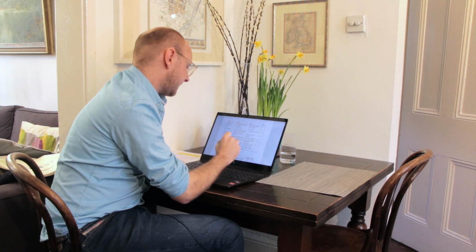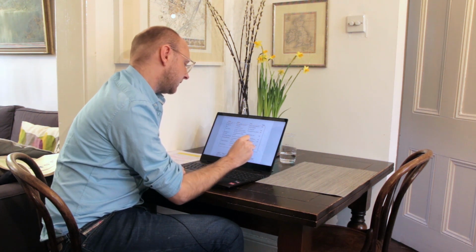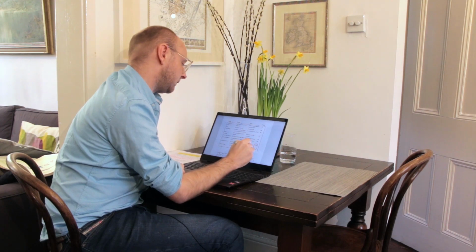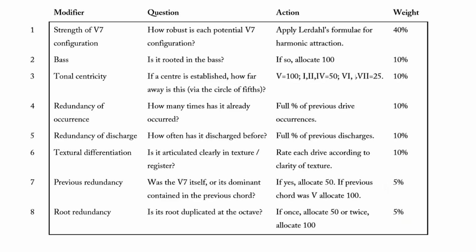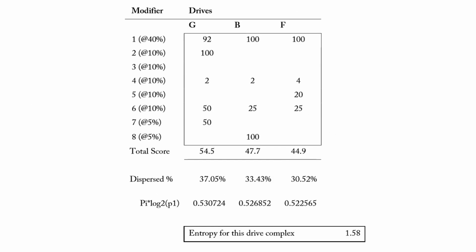The last question I'm asking, which I think is slightly less significant than some of the others, in fact the last two I've given 5% in my overall weighting. The last question is root redundancy. Is the root duplicated at the octave? If you've got a complicated sonority, you might find that there is one pitch which happens more than the others, and the root might be the pitch that's duplicated, in which case I would give that an additional score out of 100. So let's work through an example.